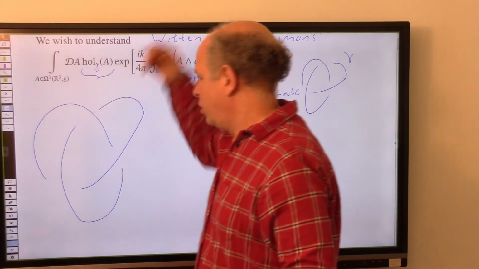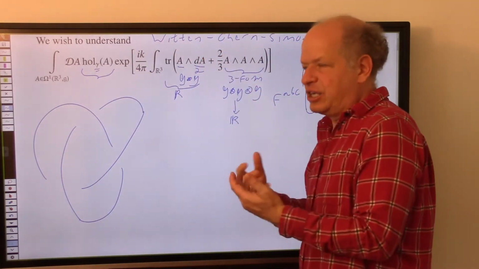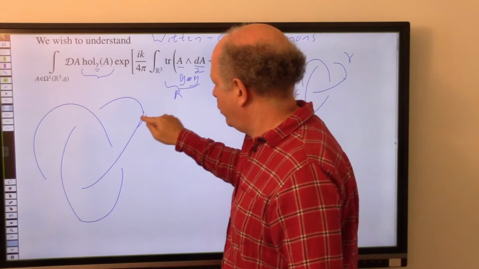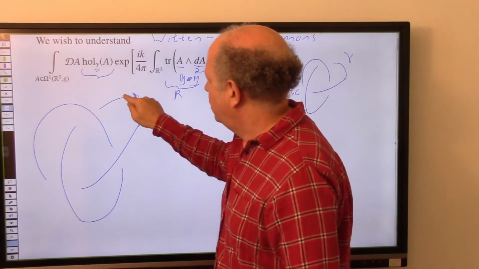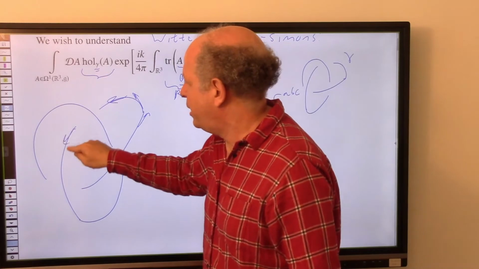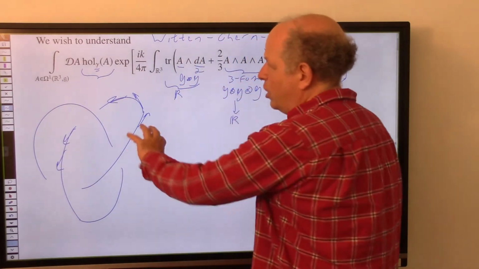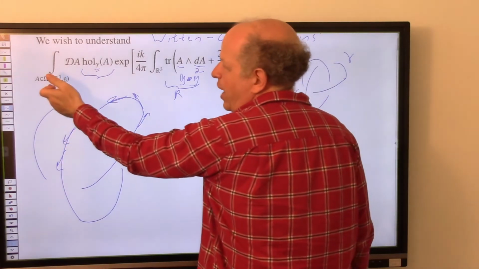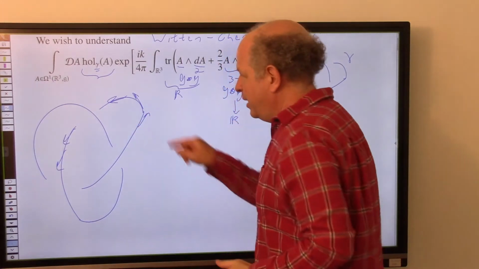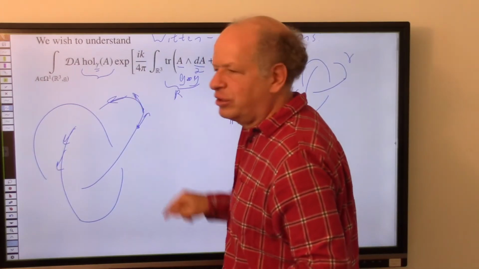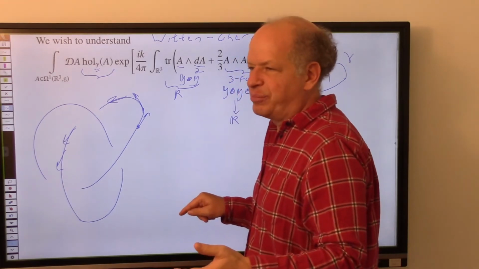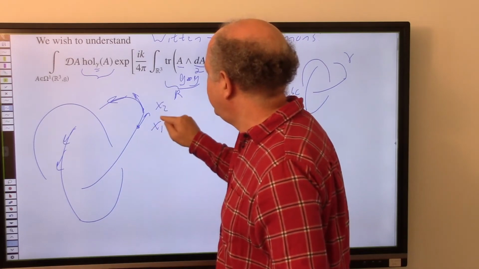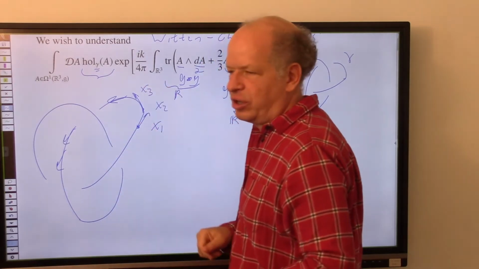Now remember, we have a 1 form with values in the Lie algebra. So if I look around the knot, it has a tangent at every point. On every point you can evaluate the 1 form on the tangent, and then for every point along the knot, you get an element of the Lie algebra. So you get x1 here, x2 here, x3 here, and so on.